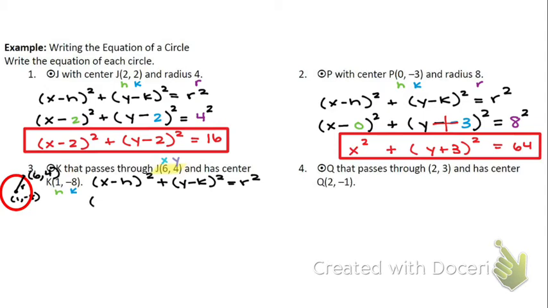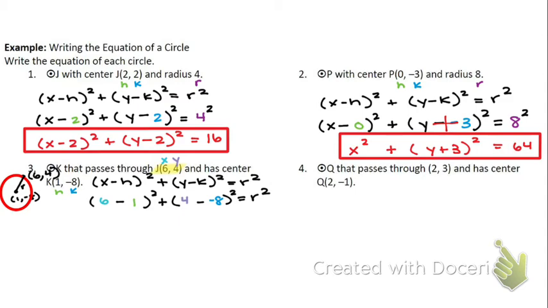So I have x minus h squared. My x, of course, is 6. My h is 1 plus y minus k squared. My y value is 4. My k value is negative 8. Equals r squared, which of course I don't have r. Okay?